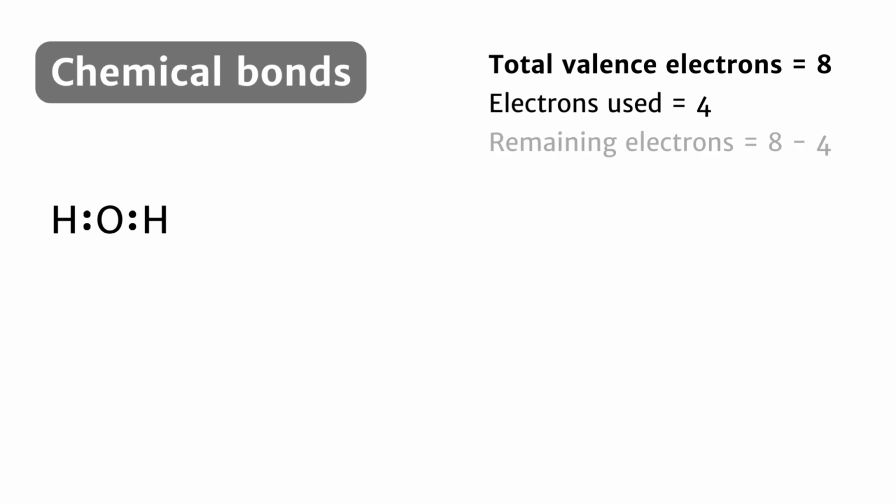2 electrons form a single chemical bond. Thus, position 2 electrons on the left side to signify the chemical bond between oxygen and the first hydrogen. Similarly, position another 2 electrons on the right side to depict another chemical bond between oxygen and the second hydrogen. Consequently, of the 8 total valence electrons, 4 are used, leaving 4 electrons unutilized.